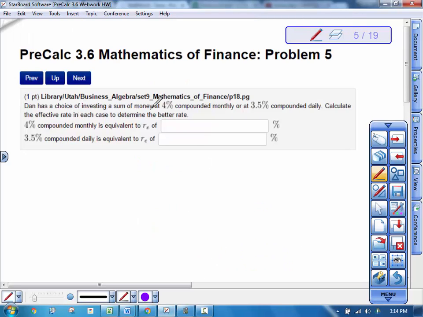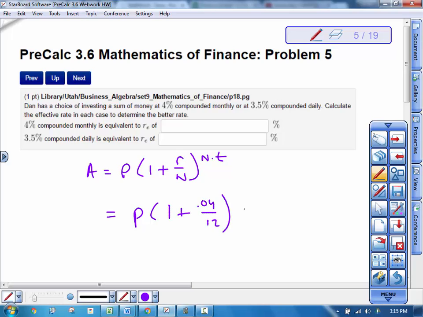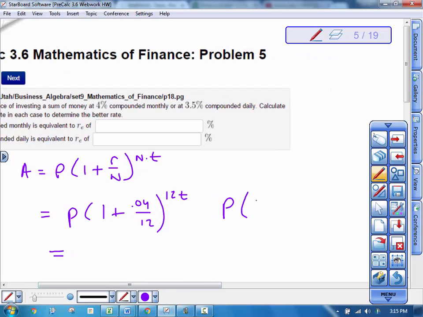Okay, this problem says Dan has a choice of investing a sum at 4% compounded monthly or 3.5% compounded daily. So once again, the equation we're going to use for a finite number of compoundings in finance is this equation for interest. We're going to be looking at the effective interest rate once we simplify it. We have 4% compounded monthly, which would be this, and we're comparing that to, over here, 3.5% compounded daily. So that'd be 365 raised to 365t.